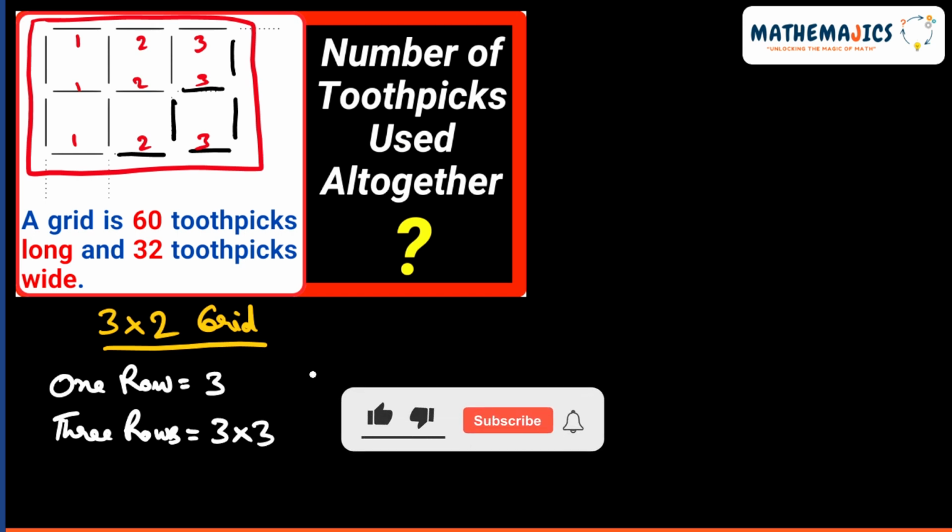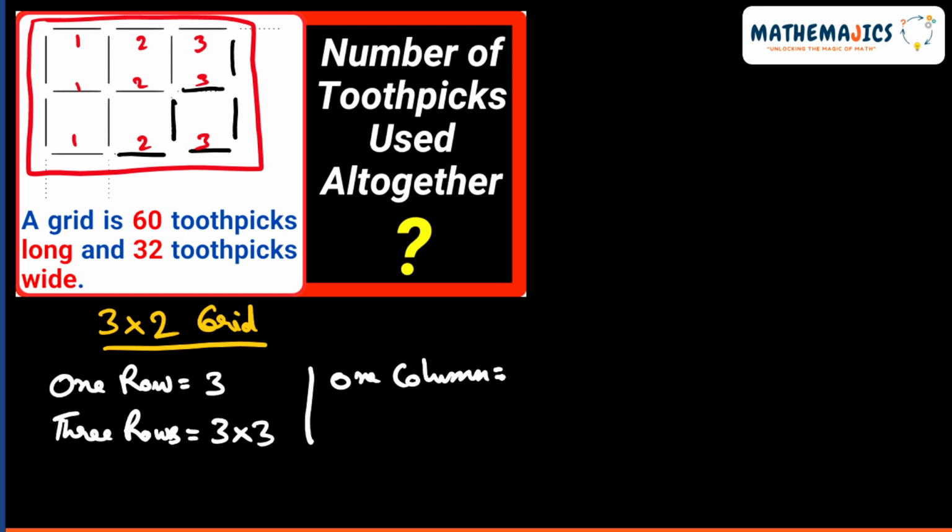Correct. Now similarly, let's look at how many toothpicks are there in one column. Let me change the color so that you understand. So this is 1 and this is 2. 2 toothpicks in every column. How many such columns are there? There are 4 such columns to make this 3 by 2 grid. In one column we have 2 and we have 4 such columns, which will give us 4 times 2.